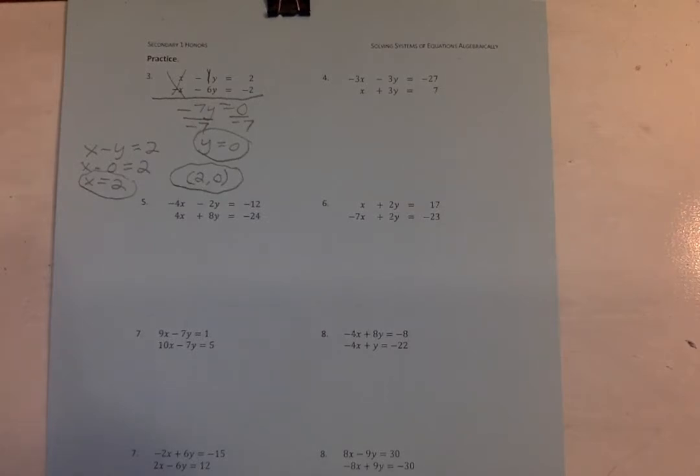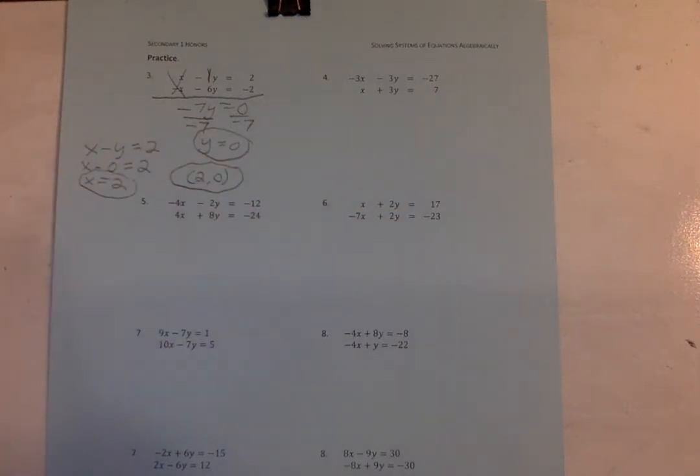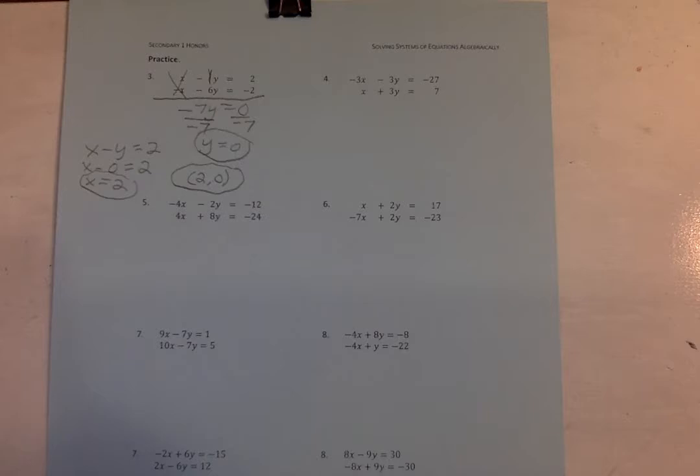Okay? All right. Now I'm going to skip number 4 because that looks fairly easy. I'm going to jump all the way to number 6 over here. And hopefully you can still see that pretty good. Number 6, see how there's not an opposites? So what we can do is multiply one of the equations by something so that we can force it to have an opposite.